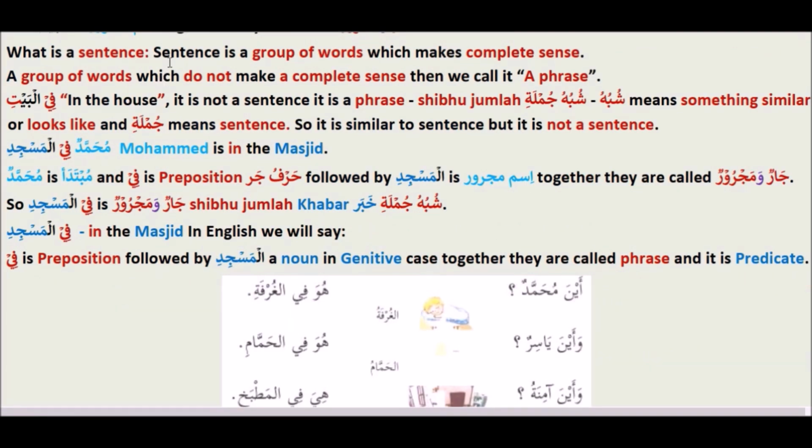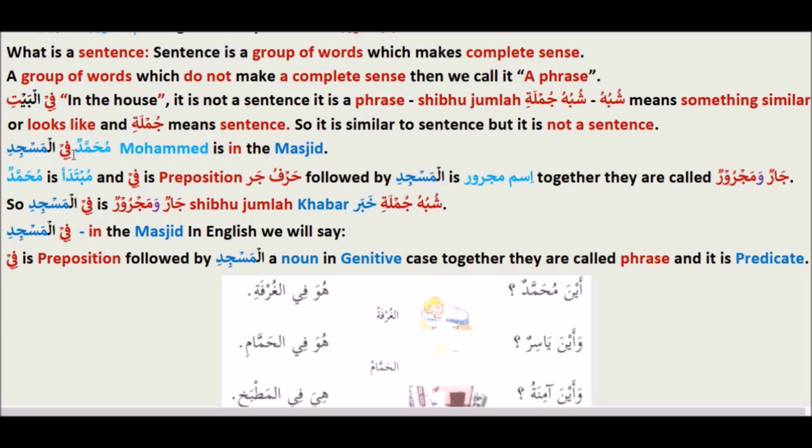What is a sentence? A sentence is a group of words which make complete sense. And a group of words which do not make complete sense, we call a phrase. Fi al-bayti, in the house, is not a sentence. It is a phrase. In Arabic we call it shibhu jumla. Shibhu means something similar or that looks like, and jumla means sentence. So it is similar to a sentence, but it is not a sentence.